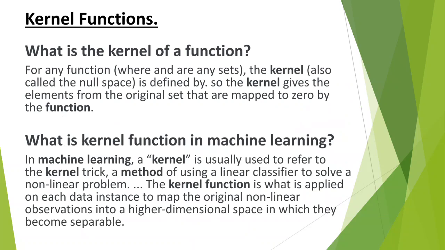What is the kernel of a function? For any function between two sets, the kernel, also called the null space, is defined by the following. The kernel gives the elements from the original set that are mapped to 0 by the function. What is a kernel function in machine learning? In machine learning, a kernel usually refers to the kernel trick, a method of using a linear classifier to solve a nonlinear problem. The kernel function is applied on each data instance to map the original nonlinear observations into a higher dimensional space in which they become separable.